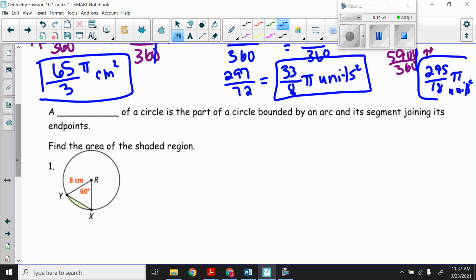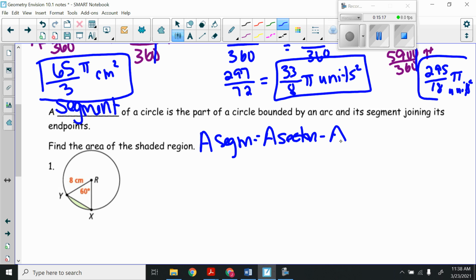So now we're going to talk about a segment of a circle. That is the part of a circle bounded by an arc and the segment joining its endpoints. So now we're going to find the area of the shaded region. The area of a segment is going to equal the area of the sector minus the area of the triangle that is created. So let's first find the area of the sector, which is what we were just doing up there. So 60 over 360 times pi times 8 squared.